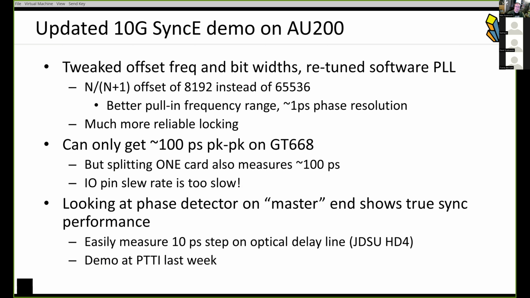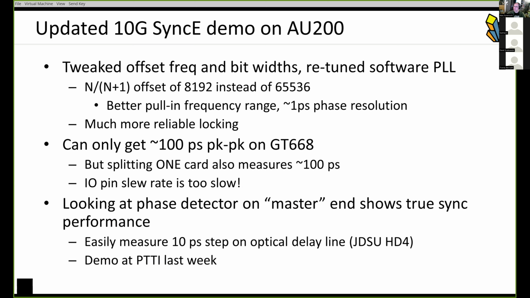And I increased the offset frequency from an offset of n over n plus 1. Originally it was 1 part in 2 to the 16. Now it's 1 part in 2 to the 13. So that does a couple things. One, we still have a decent phase resolution of about 1 picosecond, but you have a better pull-in frequency range where you can determine unambiguously whether one end or the other is at a higher or lower frequency.